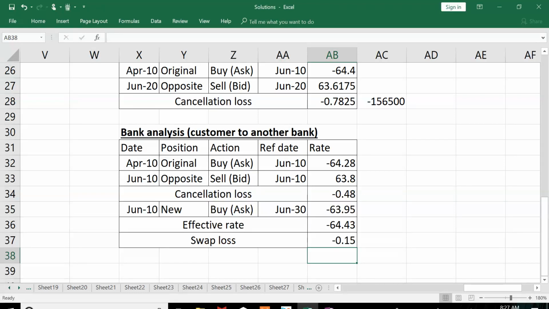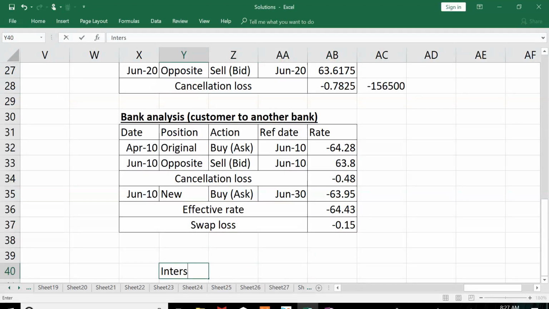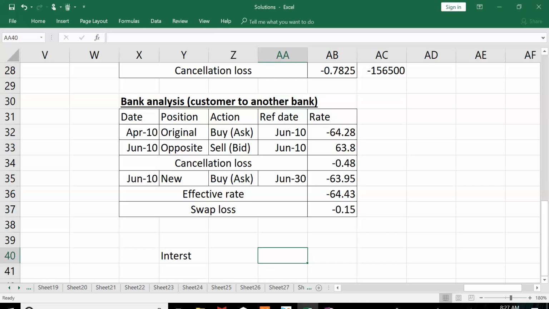Swap loss has to be paid by the customer, 15 paise into 2 lakh, and he has to pay interest. Though my loss is 15 paise, Standard Chartered will say pay 48 paise now. Why 48 paise? Cancellation loss. Why is swap only 15 paise? Because the new contract is at a lower rate. Clear? Any doubts on this? Your new contract is at 63.95. The old contract was at 64.28. The customer will ultimately pay the cancellation loss of 0.48.